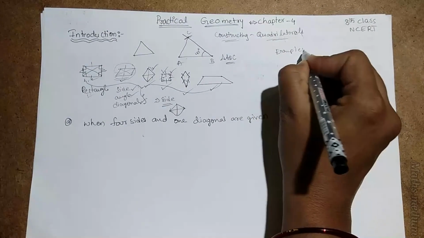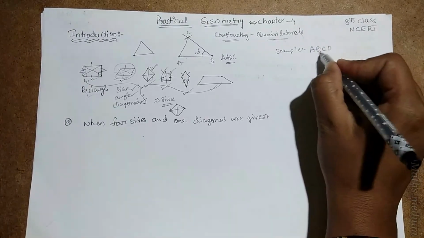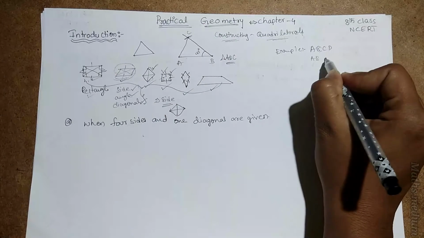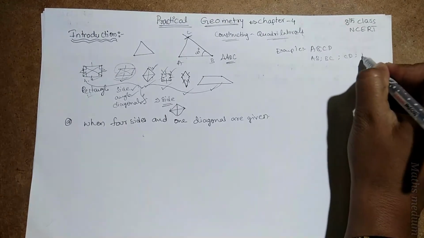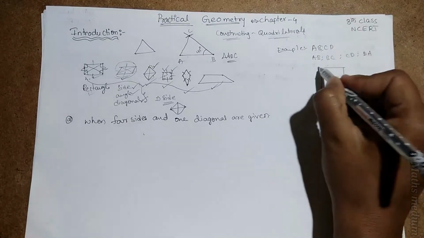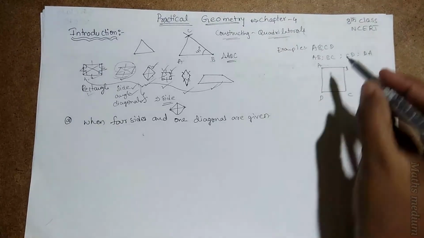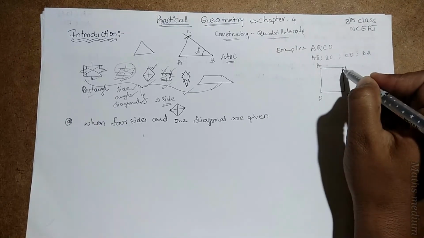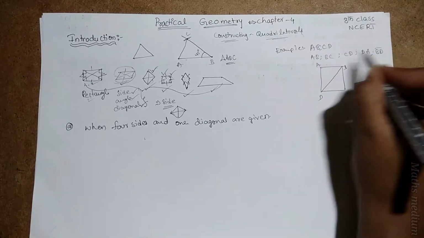Let it be four sides like A, B, C, D. So here AB and BC and CD and DA, let it be a rectangle. So this is A, this is B, this is C, and this is D. If one diagonal is given, either AC or BD, let it be BD. So these are given.